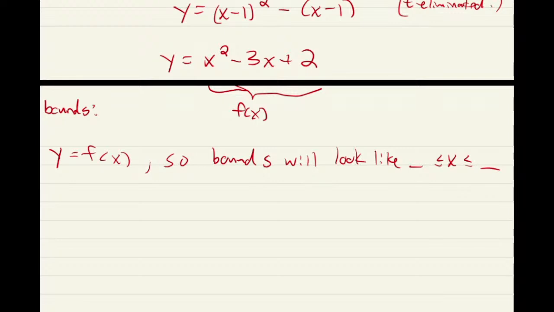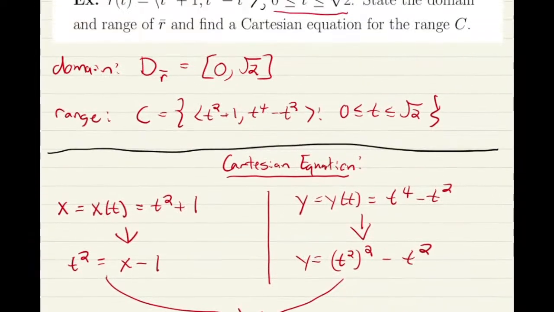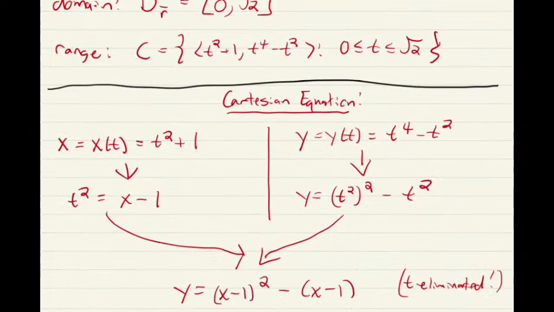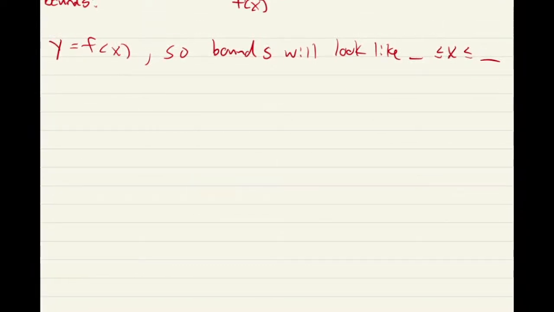Okay. Well, in order to find them out, I need to go back to the vector equation. And where do we start? Where do we stop? I start here, and I stop here, right? The vector function starts at t equals 0, and then it ends at t equals root 2, okay? That will help us get the bounds, okay? We start at t equals 0, okay? So we're going to plug that in, okay? And I'm going to plug it into x because I want to know what x is bounded by, okay?